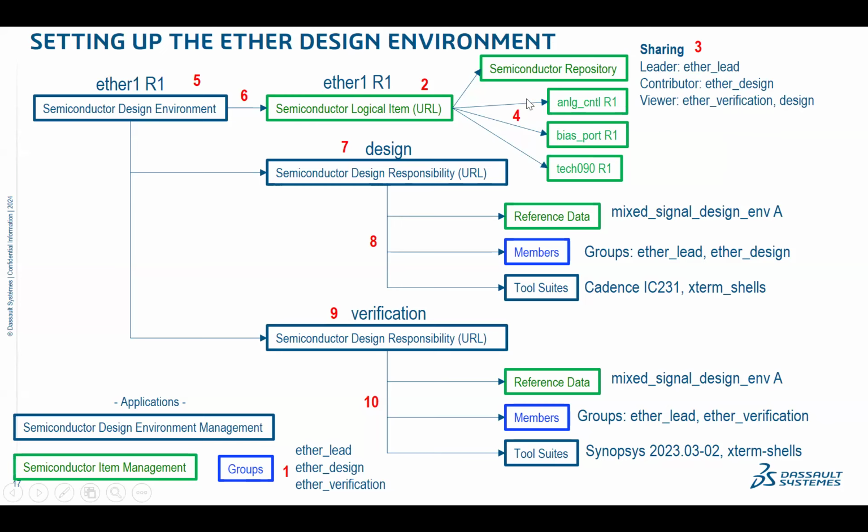Then I'm going to connect together, with instances, all of the other IPs that this uses. This is my technology, this is my bias port, this is my analog control. Each one of these things is now going to have this group associated with it. So these people can read all of these things into their workspaces. But this is the design data management part of it. Then I'm going to set up a responsibility, and I'm going to call it design. So now we're in design environment management.